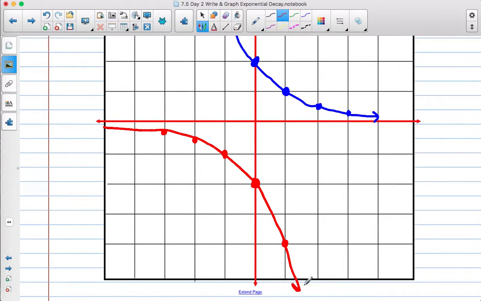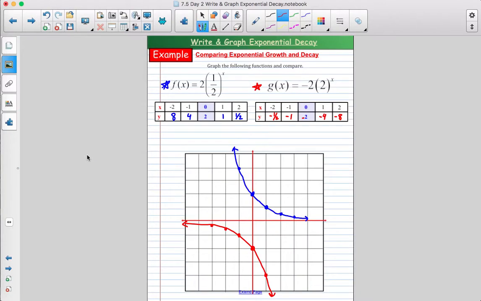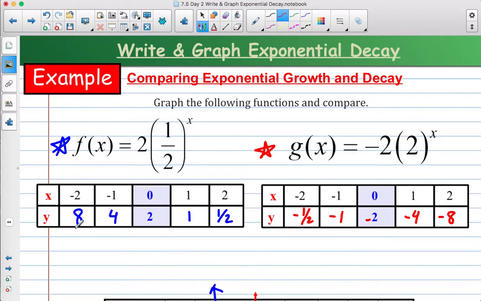And this is exponential growth. It's growing. The reason it's growing is because I go left to right. It's getting bigger and bigger and bigger. We always read graphs left to right. So I'm going to zoom out a little bit. It'll look like that. So my blue one is exponential decay. My red one is an example of exponential growth. You should be able to make a table and graph your own exponential functions. Okay.